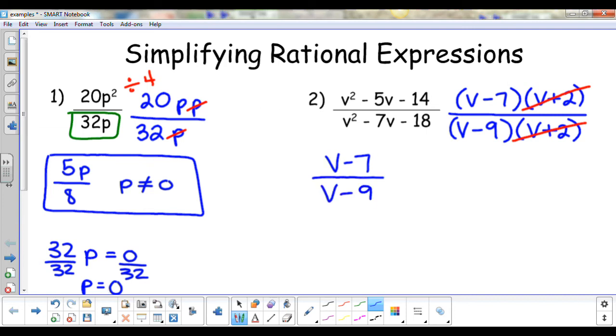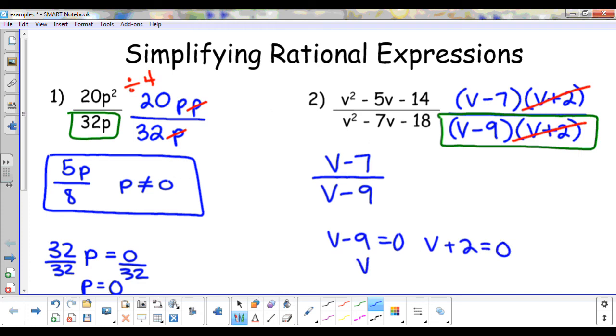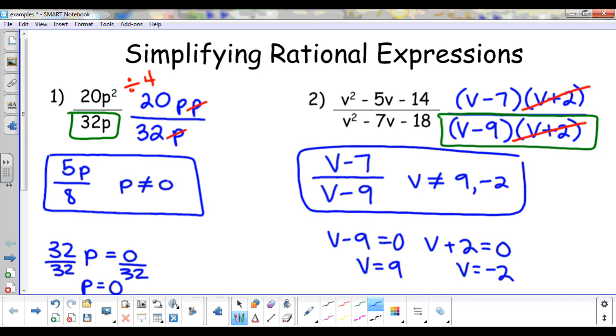So like I had in the previous problem, I need to determine what is going to make my original denominator undefined. So I factored that original denominator and it gave me v subtract 9 and the v plus 2 that I canceled out. So I'm going to set both of those expressions equal to 0 to figure out what is going to make that denominator 0. So I'm going to end up with a positive 9 and a negative 2. So all numbers are going to work except for v equal to 9 and negative 2, because they would make that denominator equal to 0, which would cause it to be undefined.